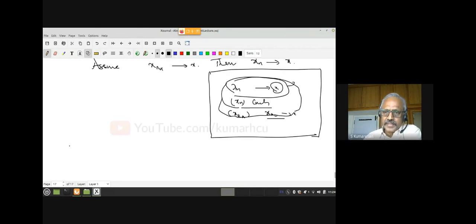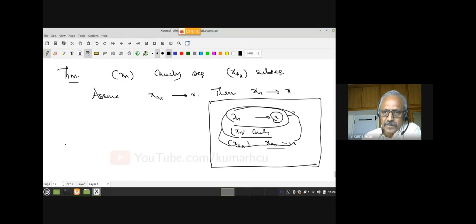Now, how do I prove that? Is the question clear now? I have a Cauchy sequence x_n, I have a subsequence x_{n_k}, and I am also given that the subsequence x_{n_k} converges to x. Then I want to prove the original sequence x_n itself is convergent, and where does it converge to? It converges to the limit of the subsequence.